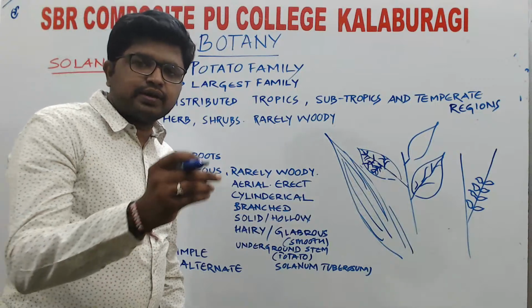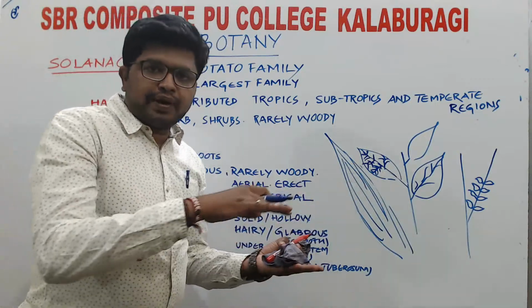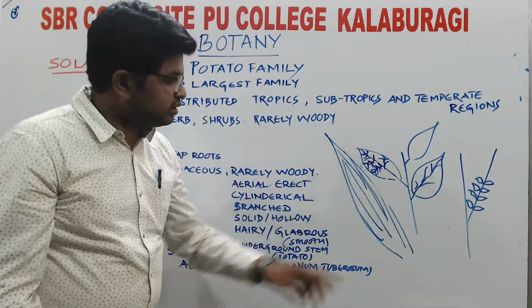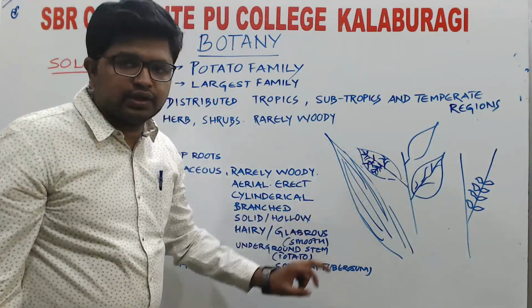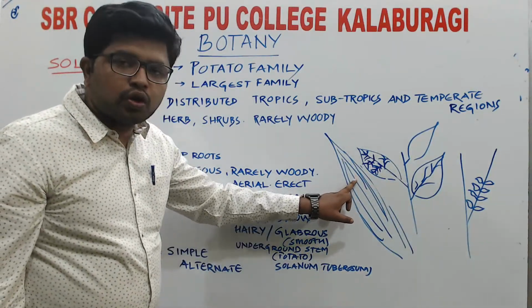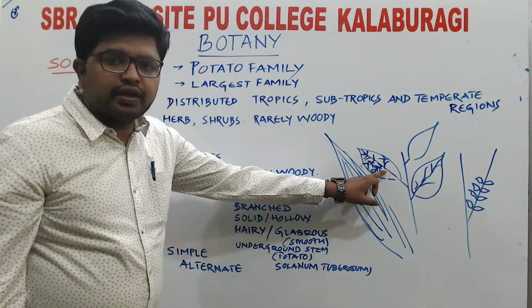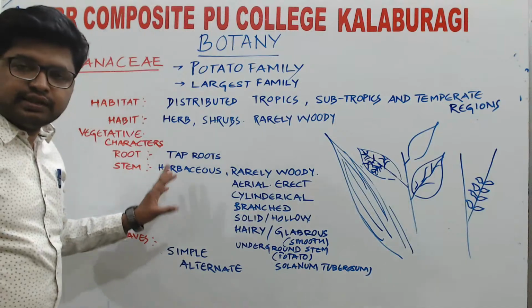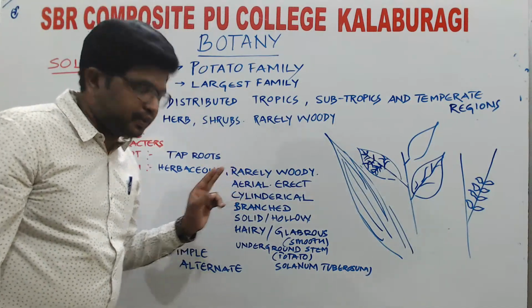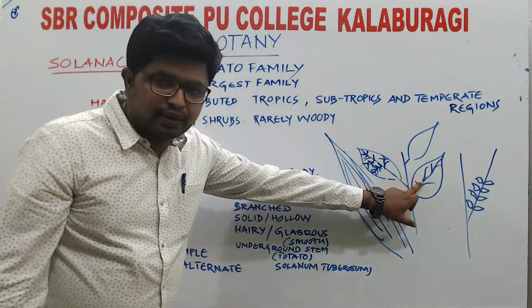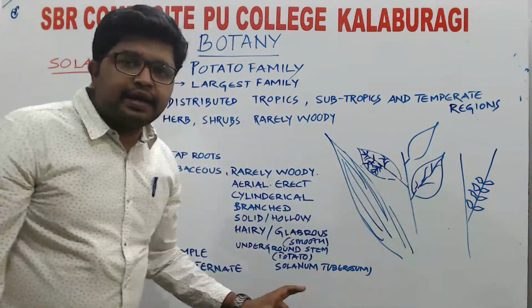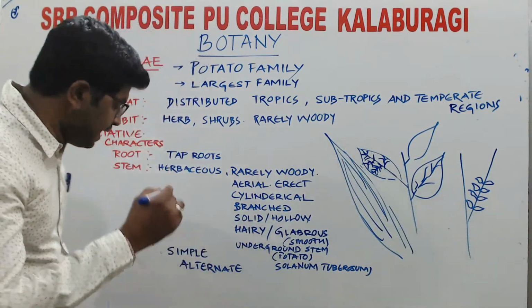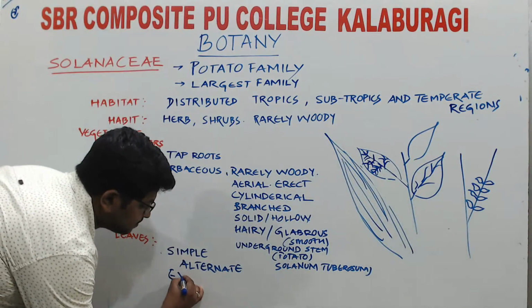If the veins give rise to veinlets and they occupy the entire leaf blade, we call it reticulate venation. This is parallel venation, restricted to monocotyledonous plants. This is found in the dicot plants. Remember this. So the leaves seen in the members of the Solanaceae family are simple, alternate, with reticulate venation, and exstipulate.